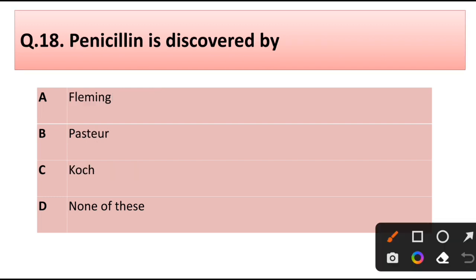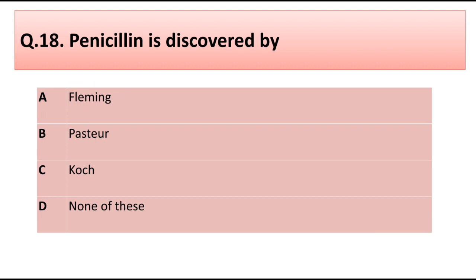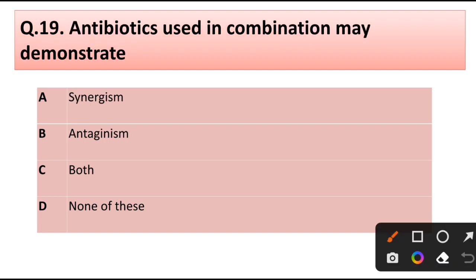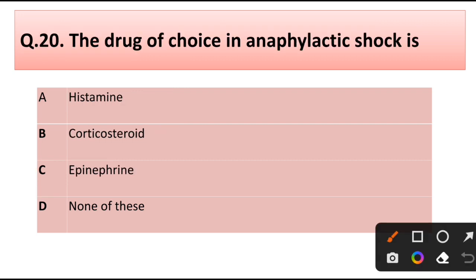Question number 18. Penicillin is discovered by. Correct answer is option A, Fleming. Question number 19. Antibiotics used in combination may demonstrate synergism, antagonism, both, none of this. Correct answer is option C, both. Synergism and antagonism. Question number 20. The drug of choice of anaphylactic shock is. Correct answer is option C, epinephrine.